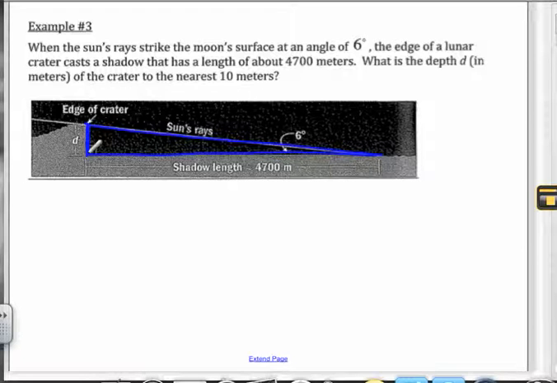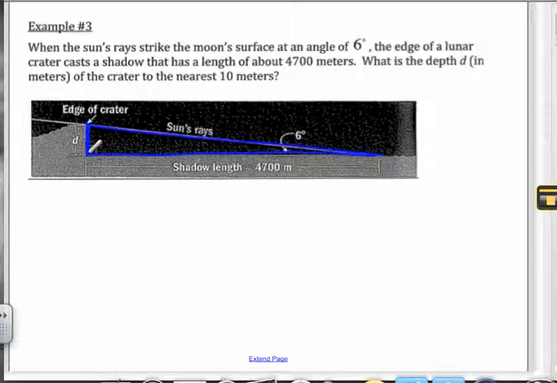Right? Maybe the astronaut could just step off of this. But maybe not. So there's a way that we can use trigonometry to find out that distance from Earth. We can use, using telescopes, the shadow to find out that distance.